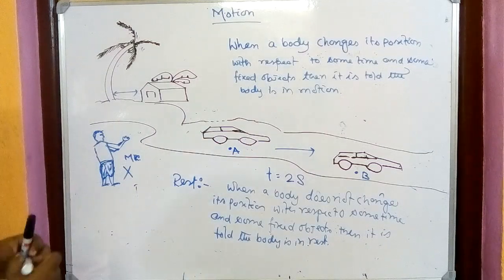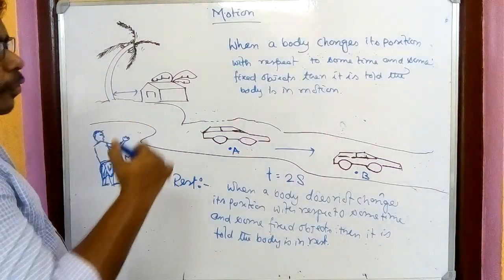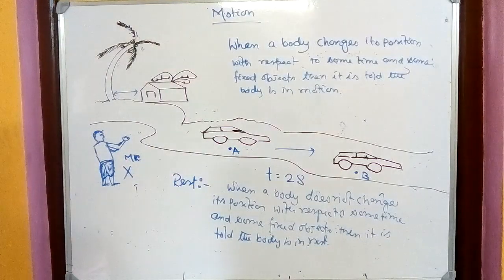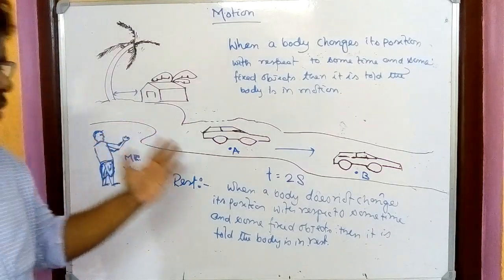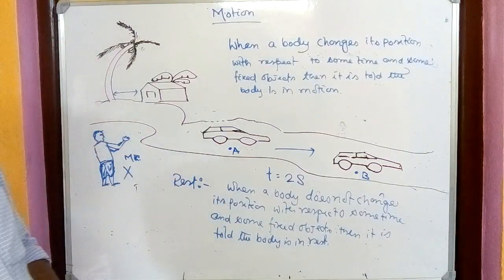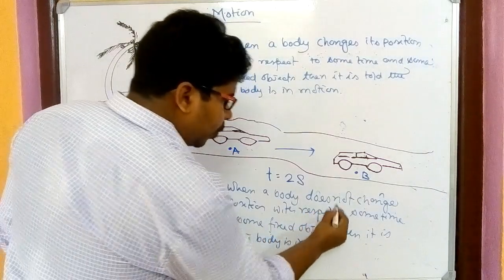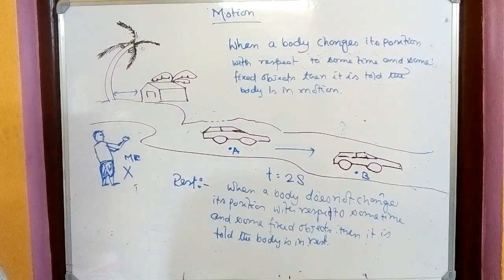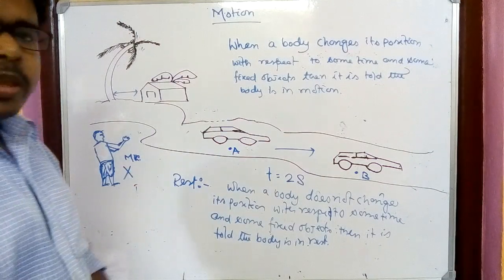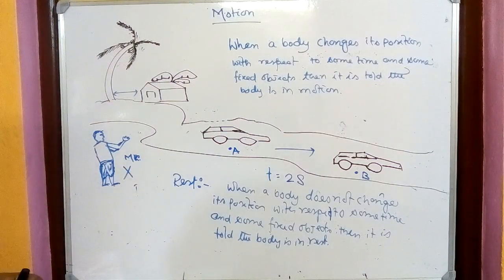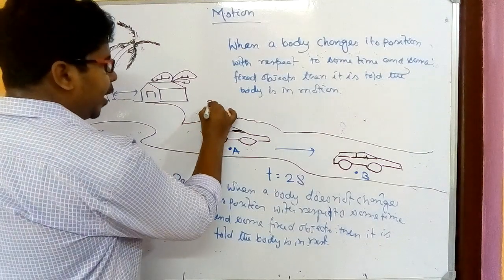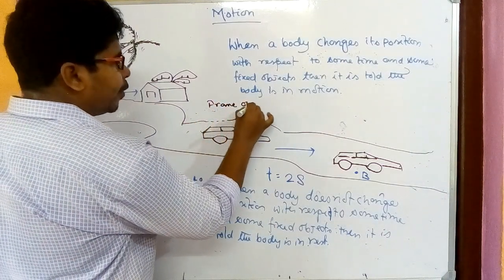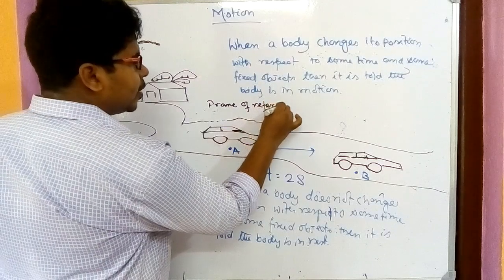So two things we have learned. One, if a body changes its position with respect to some time and some fixed objects, then it is motion. When it doesn't change its position with respect to some fixed objects and some time, then it is at rest. Two things we have learned. Now we have to learn one very interesting thing. What is its name? Its name is frame of reference.